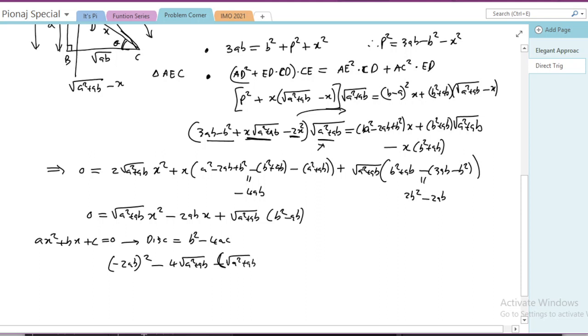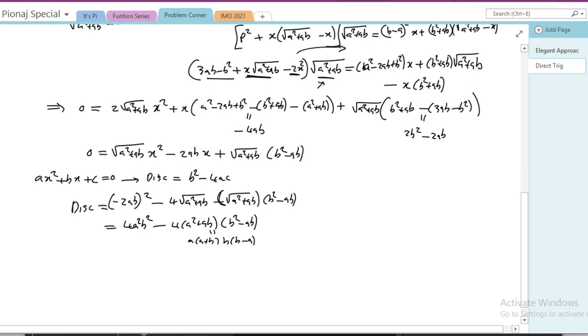So we get this. So this is the discriminant, and that gives 4a squared b squared minus 4. So these are the same sort, so square root to cancel out, and we have this. Okay, here we can actually factorize it as a plus b, b minus a. Now a and b are lengths, so they are not 0.